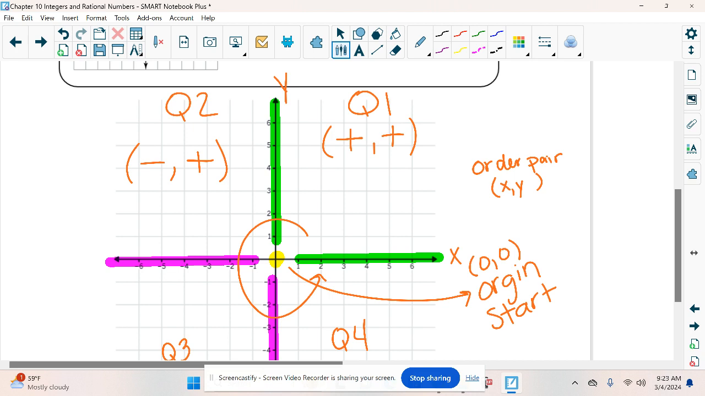Okay? In the third quadrant, is it positive, negative, or a mix? Negative. Negative X, negative Y. Pink and pink, right? So it's negative, negative. The next one is a mixture. It goes positive, negative. And in quadrant 4, the X is positive and the Y is negative.